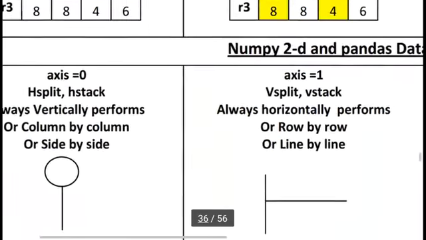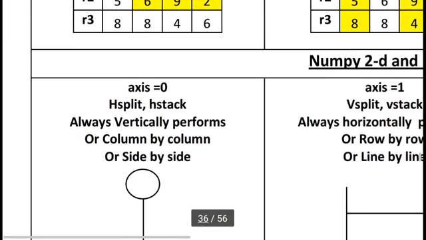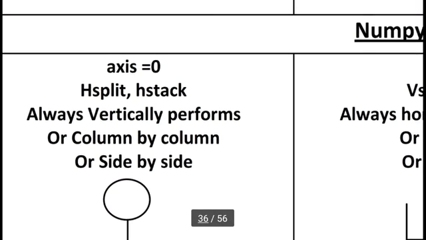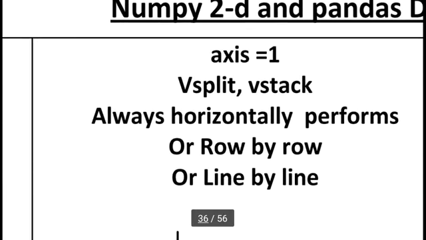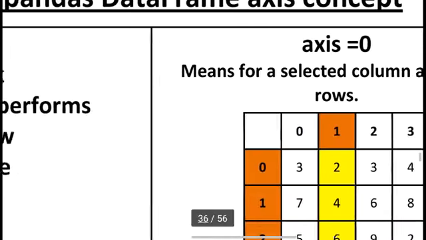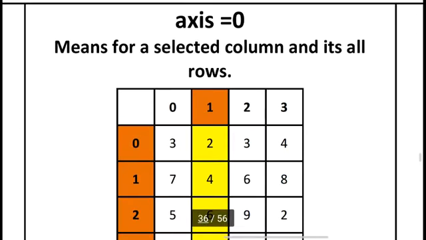So here you can see axis 0. In NumPy we already used hsplit and hstack, which means joining side by side. It always performs vertically, column by column or side by side. And for axis 1 we can see vstack, which always performs horizontally, or row by row and line by line. You can see axis 0 means for a selected column, all its rows.